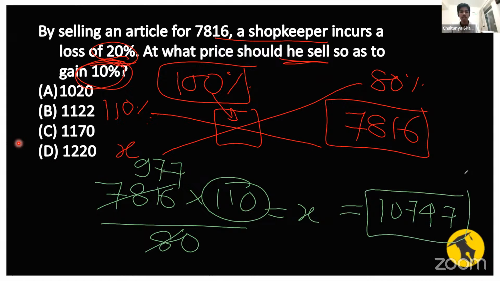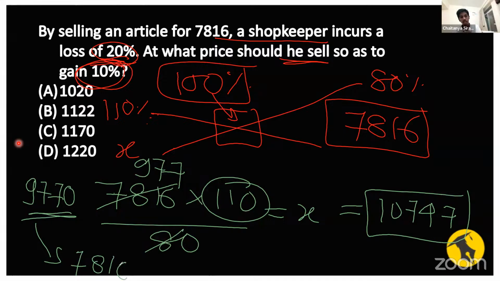We can also find the original value. So the original value was 9700. This was the original price, then he subtracted 20%, so we get 7816. If we add 10% to it, we will get this value. Did I do something wrong? Did I miss it? I think the options are wrong, or this value is wrong. I think there's some typing mistake in this question.